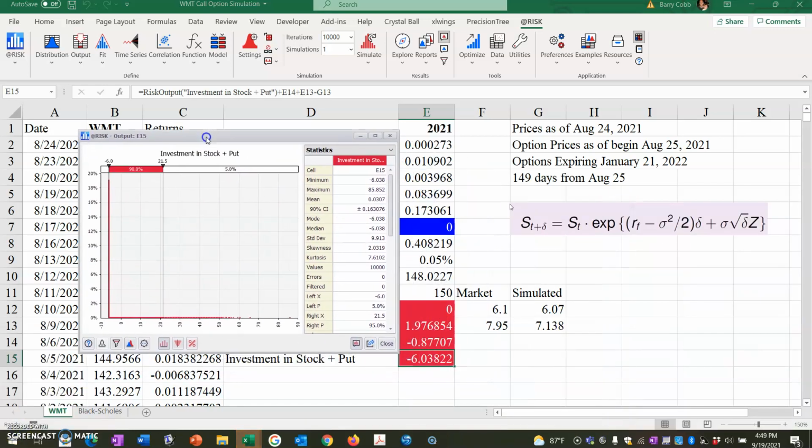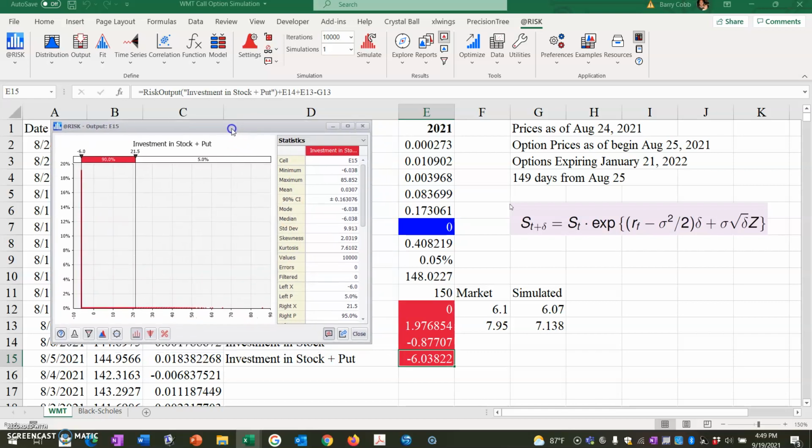Okay, so here are our results. Here is the investment in the stock plus the put. And the thing to notice about this is the mean payoff is very small, 3 cents, very close to 0. The standard deviation of the payoff is about 9.91.